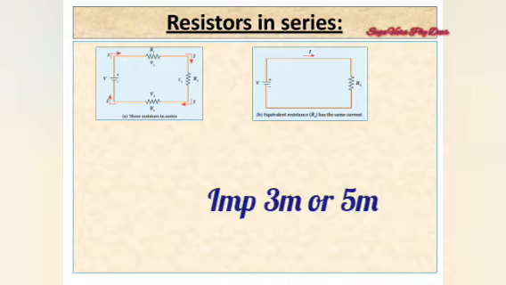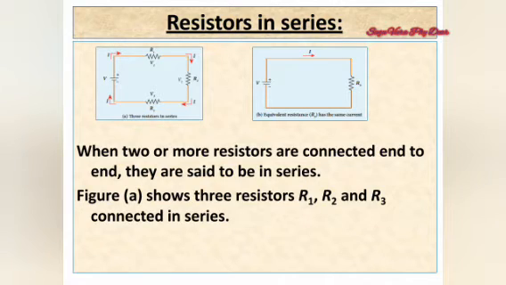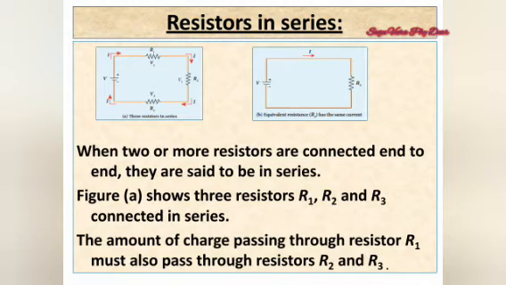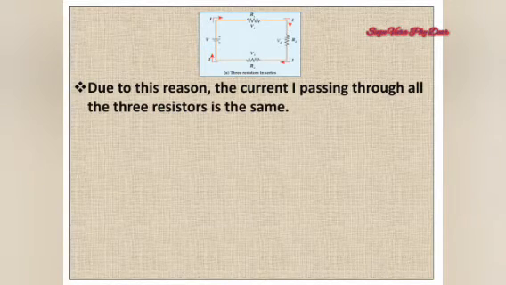Resistors in series. When two or more resistors are connected end to end, they are said to be in series. Figure A shows 3 resistors R1, R2 and R3 connected in series. The amount of charge passing through resistor R1 must also pass through resistors R2 and R3. Due to this reason, the current I passing through all the three resistors is the same.